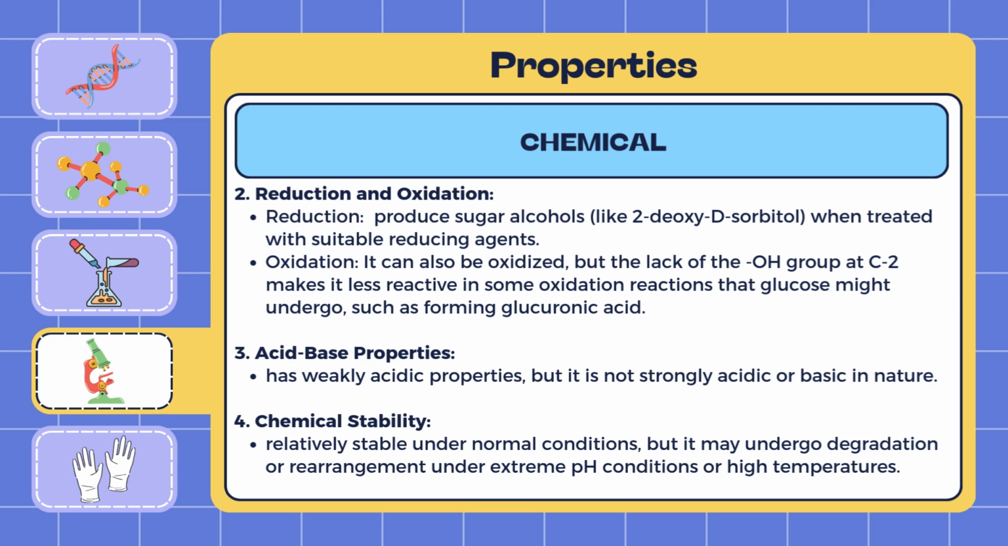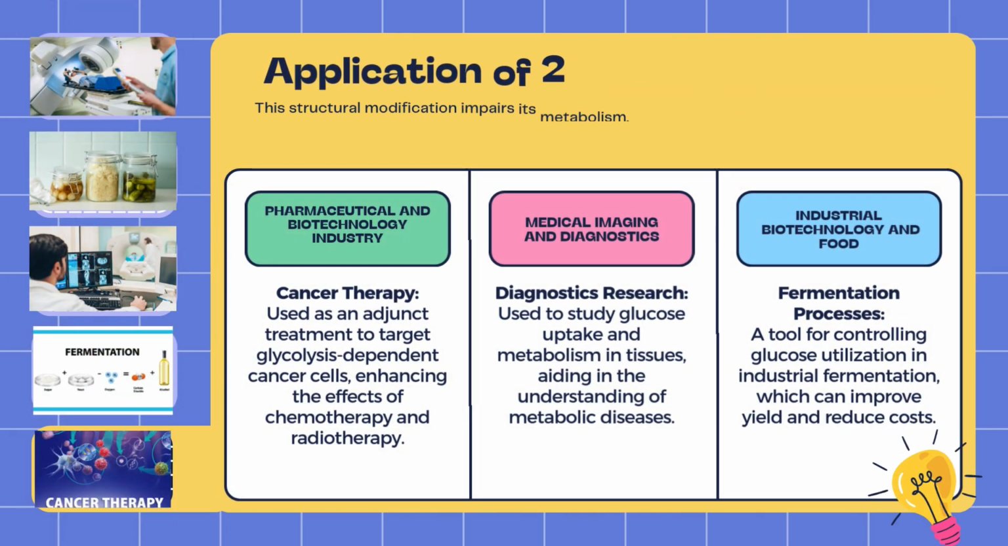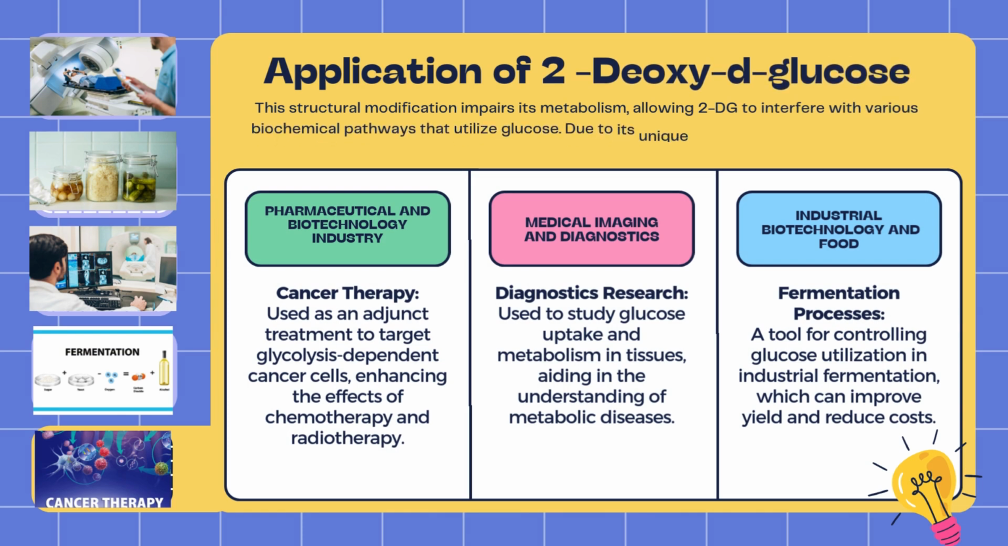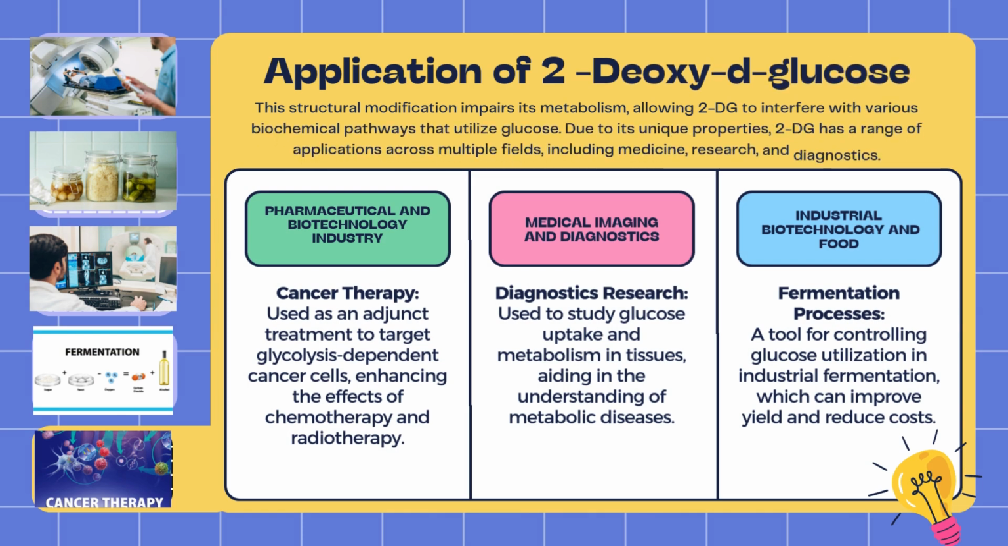2-deoxy-D-glucose also has weak acidic properties, although it is not strongly acidic or basic in nature. It is also relatively stable under normal conditions, but it may undergo degradation or rearrangement under extreme pH conditions or high temperature. Okay, so for the application of 2-deoxy-glucose, the structural modification impairs its metabolism, allowing 2DG to interfere with various biochemical pathways that utilize glucose.